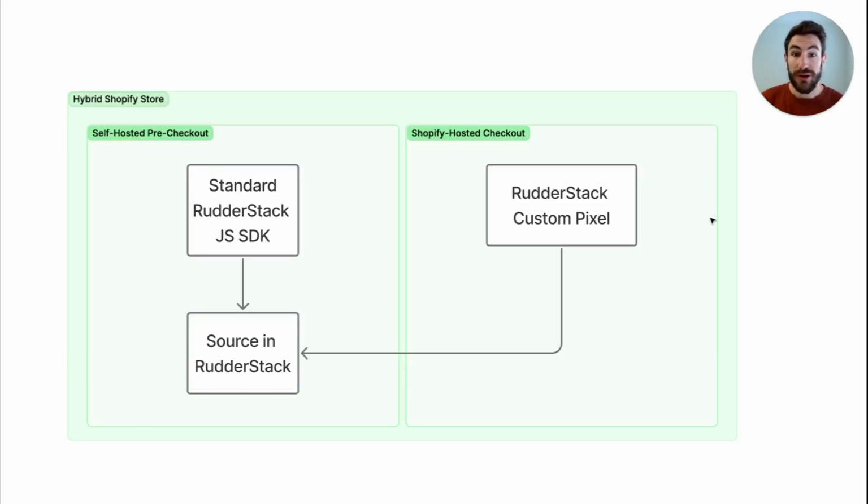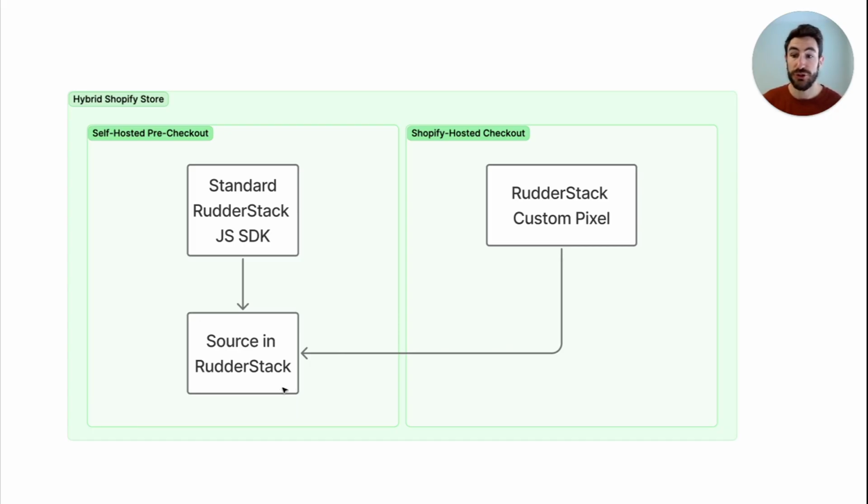One more scenario we'll talk about is the hybrid store setup. This type of Shopify store is pretty common, and it's when you have your pre-checkout part of your store maybe hosted on your own platform. And then once a user goes to check out, that checkout experience is hosted by Shopify. Now, to track events seamlessly from pre-checkout to checkout, in the pre-checkout part of your website, you'll have a standard RudderStack JavaScript SDK instrumented. You will track events just like any normal website, and you can send that to a source in RudderStack.